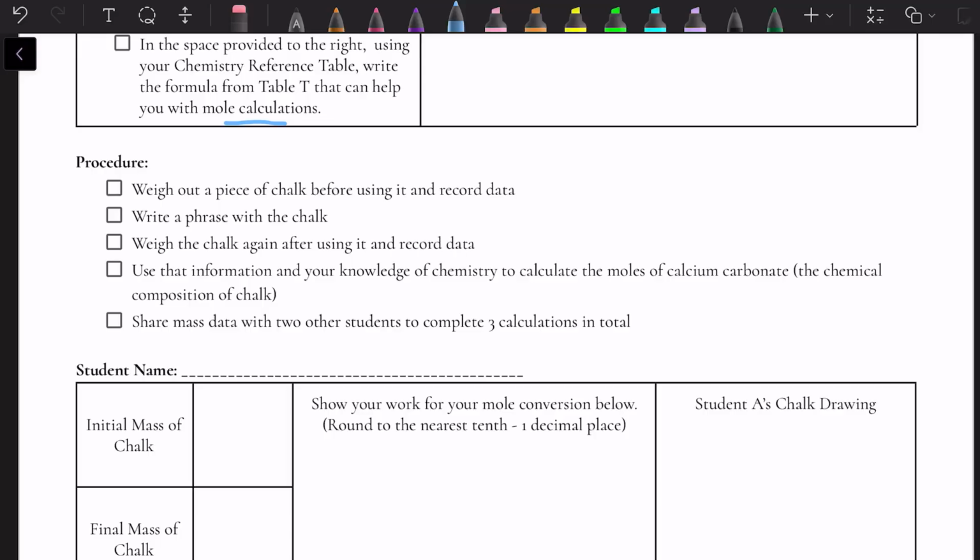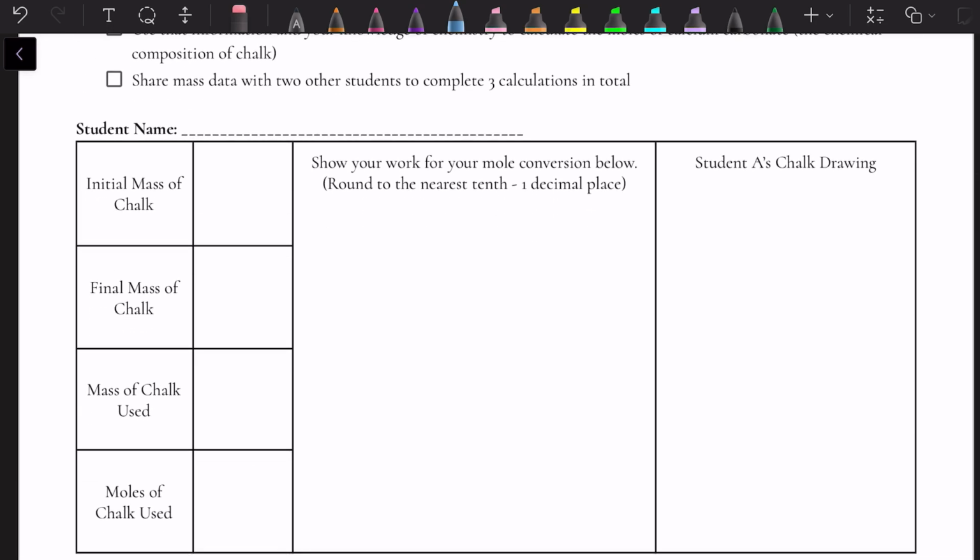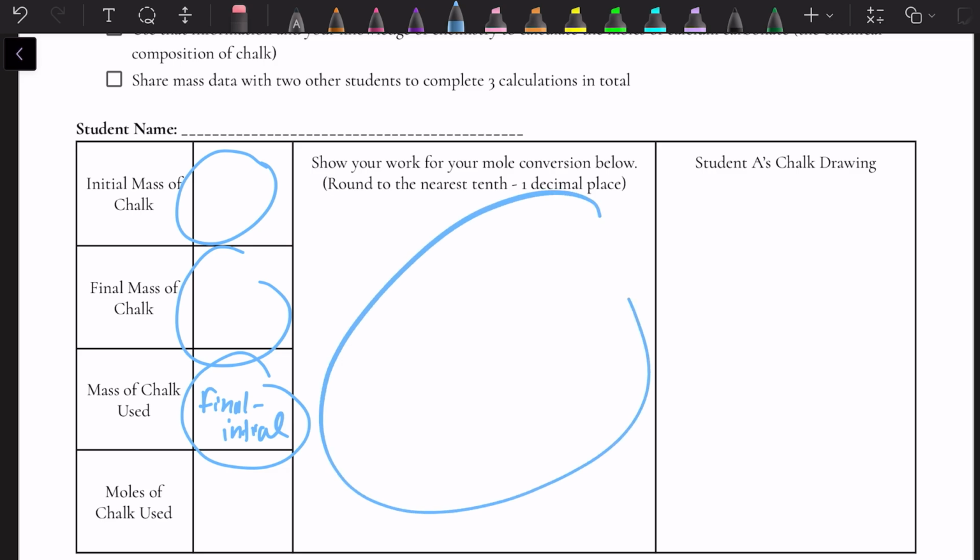Have fun. Now, once you've done all this, so you've written down your initial mass, your final, and you figured out your mass of chalk used, so this is final minus initial, in case you weren't sure, you'll be able to figure out how many moles of chalk that you needed. So that's where this is. So you're going to take this mass that you measured and convert that to moles. So you're going to need the molar mass, which you calculated above. And then if you wanted to quickly sketch what the picture was, that is cool. If you leave this part blank, it is okay, depending on what your teacher says.